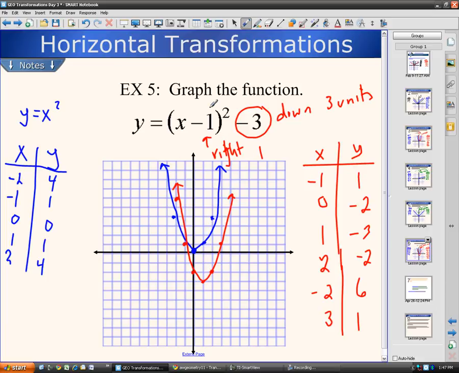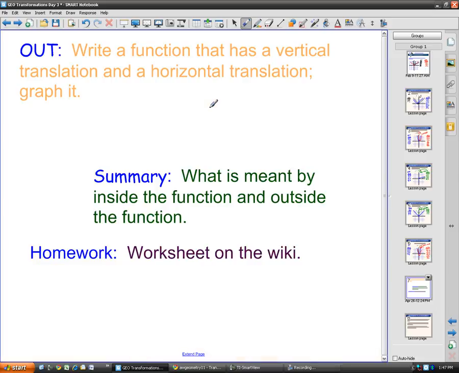So here we are, we're at our out, and our out basically says write a function that has a vertical translation and a horizontal translation and graph it. Basically, if it's got both, I'll write you a couple, you can graph them. Here is an absolute value function, x plus 3 minus 2. That will move it, well, you probably figure this out, down 2 and left 3.